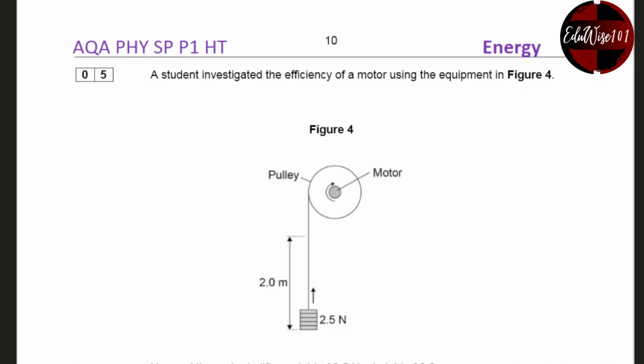In this video, I'm going to go through the AQA Physics Paper 1 higher tier. This is the specimen paper, and question number 5 is on the topic of energy, and it looks like it is to do with work done. So, a student investigated the efficiency of a motor using the equipment in figure 4.